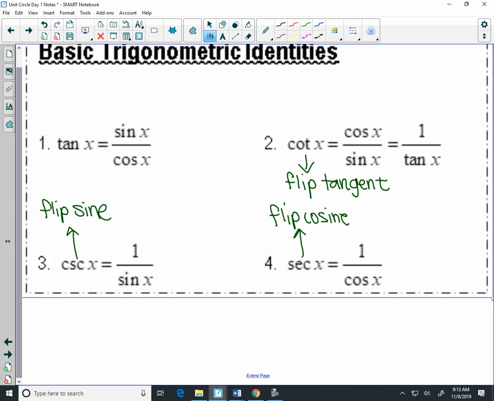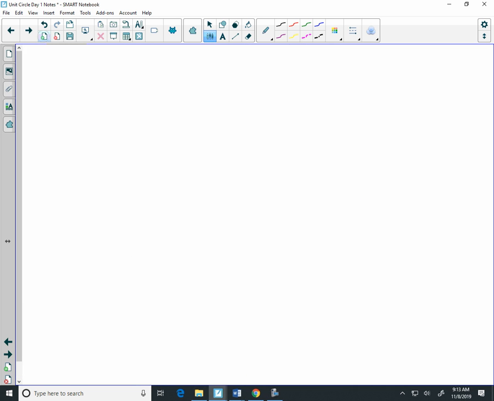I think what's helpful for tangent is if we do a little free work on the bottom of your unit circle maybe, or on the back of your unit circle, or on a blank piece of paper, and just do tangent of all of our first quadrant angles, and then we'll be in good shape.